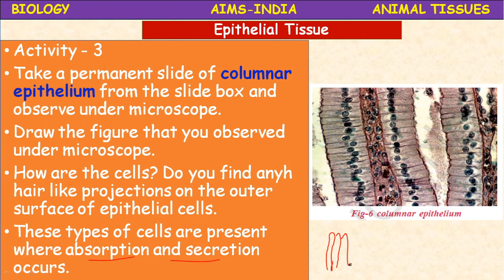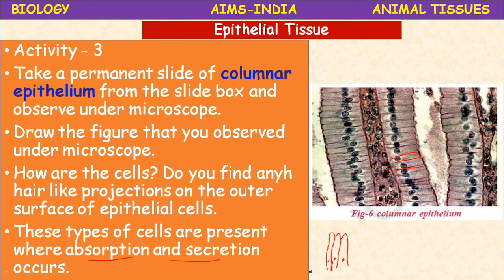Made up of tall and slender cells with their nuclei at the base. Here see, nuclei at the base. These are tall and slender cells. They are arranged like this, with the nucleus at the base. In the intestine, this layer has microvilli and is called brush border epithelium.